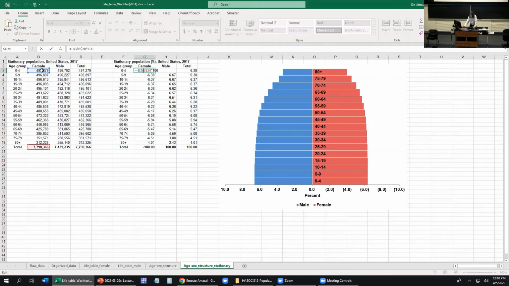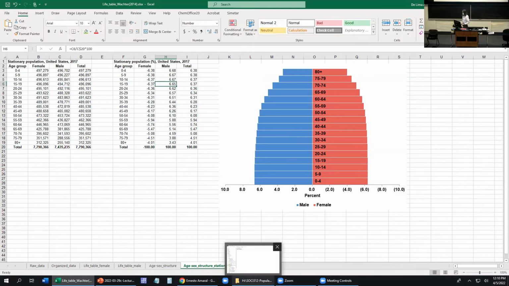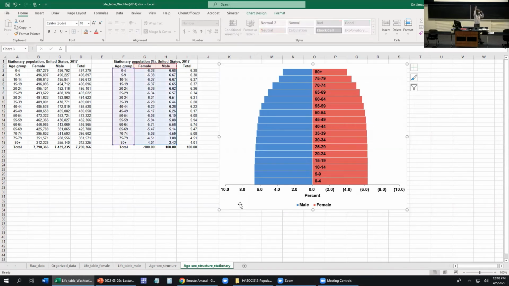I get the population of women in each one of the age groups divided by the overall size of the woman population. And for the male, I do the same thing. And then I see this. This is the structure of the population in the case that there is no migration, in the case that the number of people being born and dying in that country is always the same, and the age-specific mortality rates remain constant for several years. Then this would be the age-sex structure of the American population.